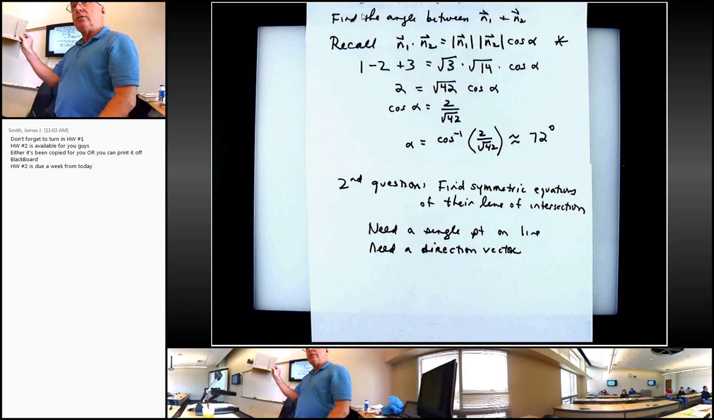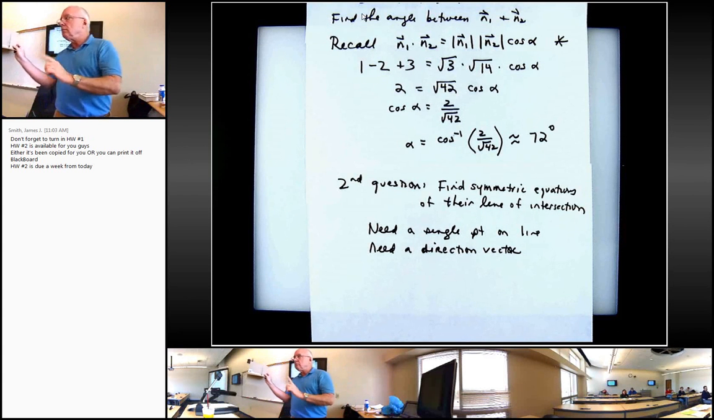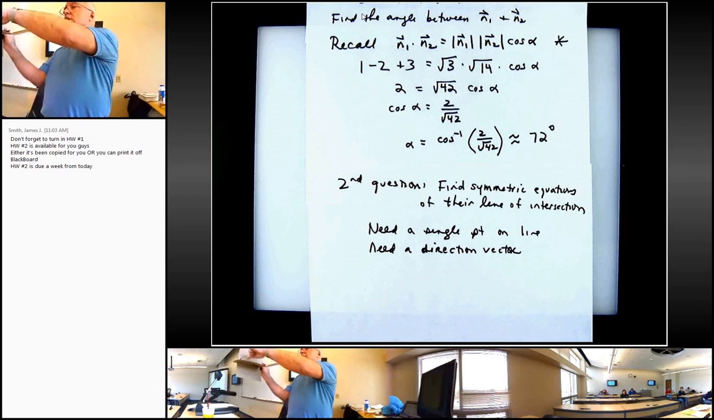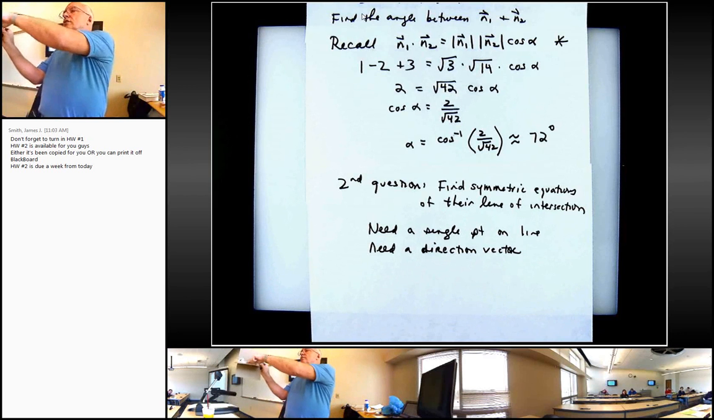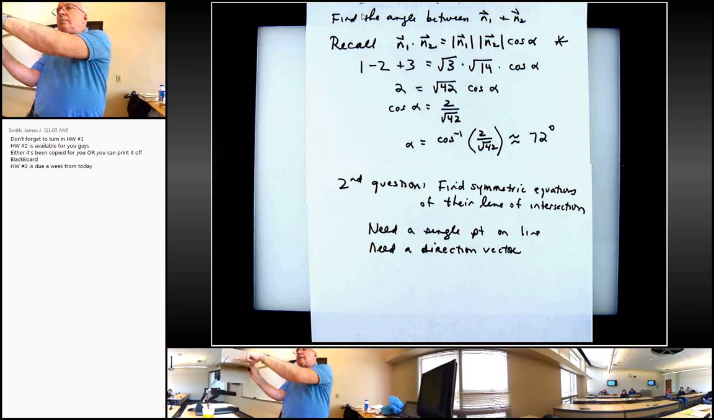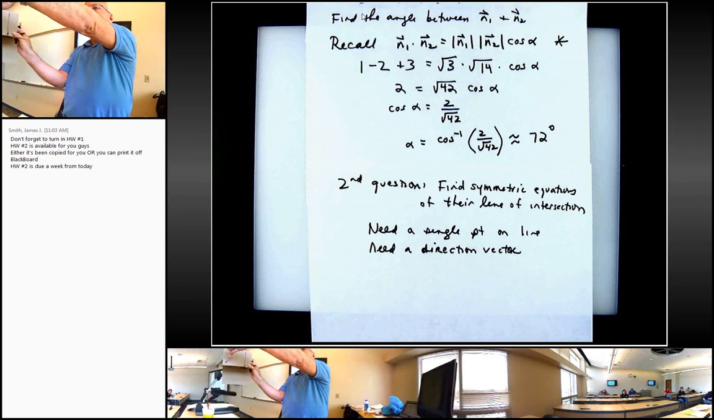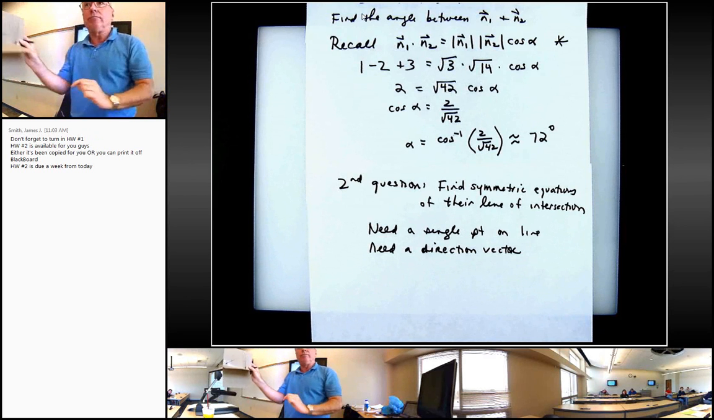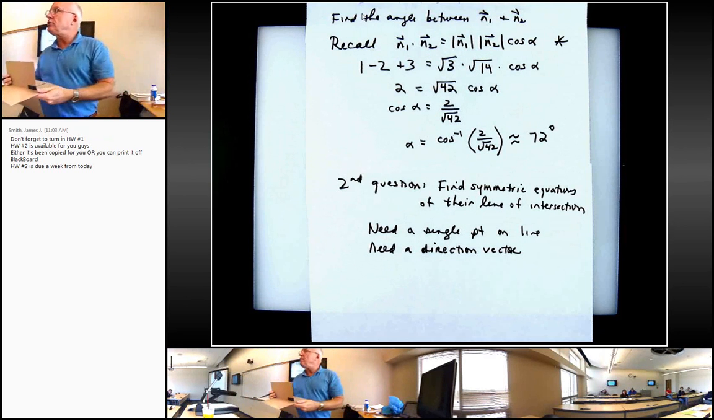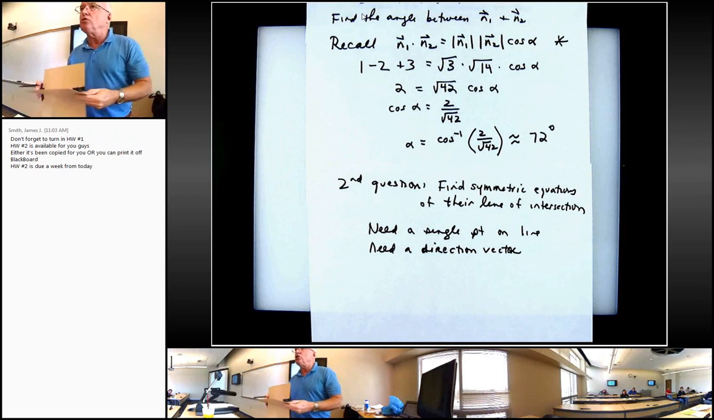Does that make sense? Now think about it a little bit. This direction vector going this way has got to be perpendicular to this one and that one. Well, how do we find a vector that's perpendicular to two vectors?